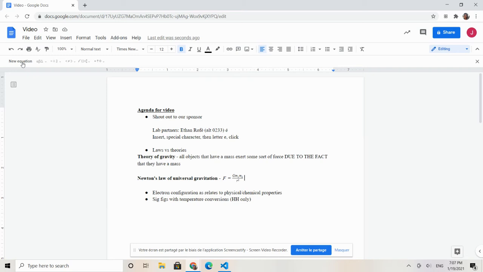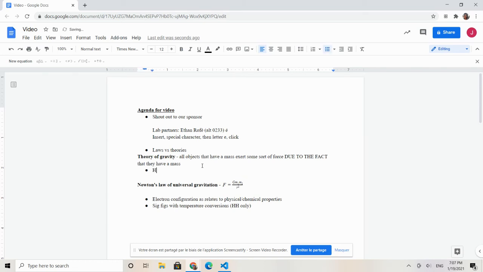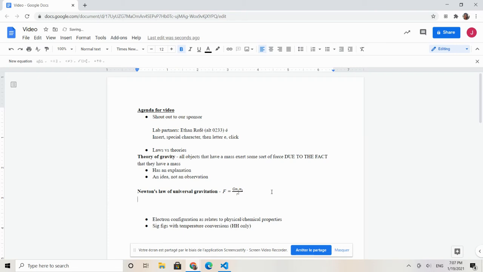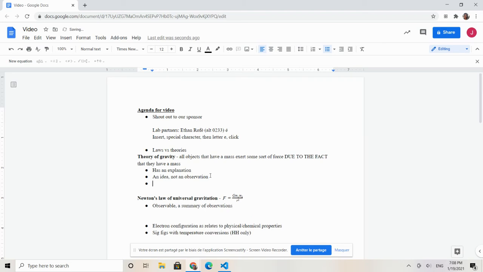Whereas the theory of gravity gives an explanation. So the big difference is that a theory has an explanation, and it's really an idea. So we can't prove these false because they're not really things that we can measure. They're concepts. Whereas Newton's law of universal gravitation, you can measure this. It's observable, or it's really a summary of observations. So a hypothesis can become a theory.